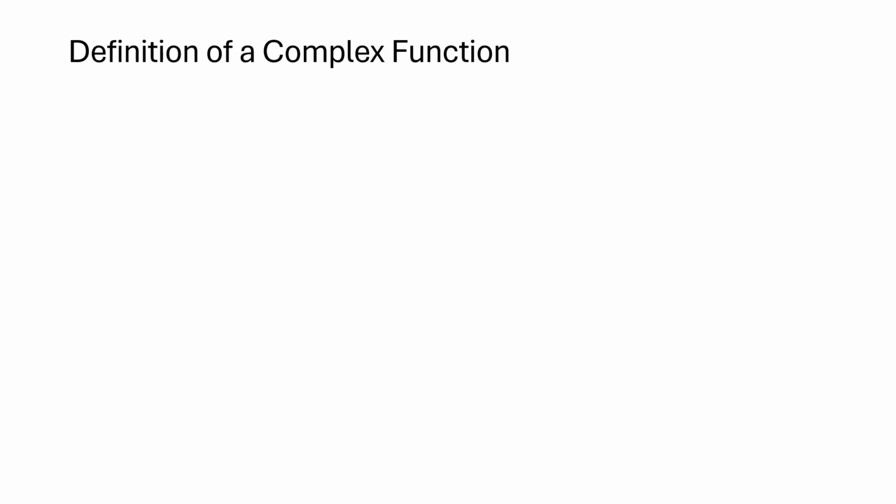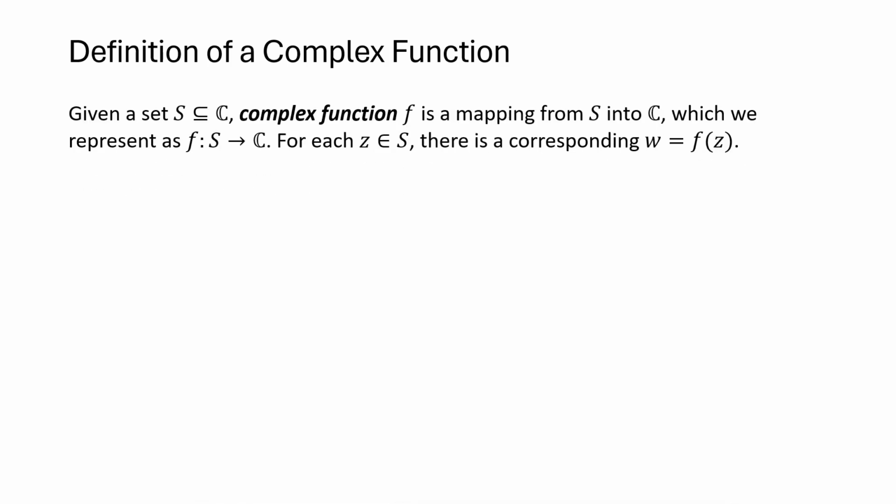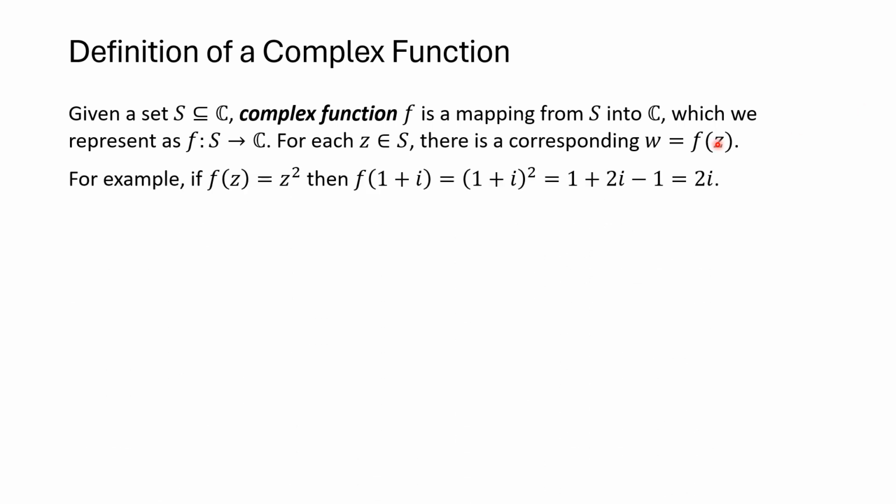On this slide, we define a complex function. It's simply a mapping from the complex numbers into the complex numbers. We have an example here, f of z equals z squared. We take a particular number like 1 plus i, we square it, and after some algebra we get 2i. So the function f of z equals z squared maps 1 plus i into 2i. And of course, it maps every number in the complex plane to another number in the complex plane.